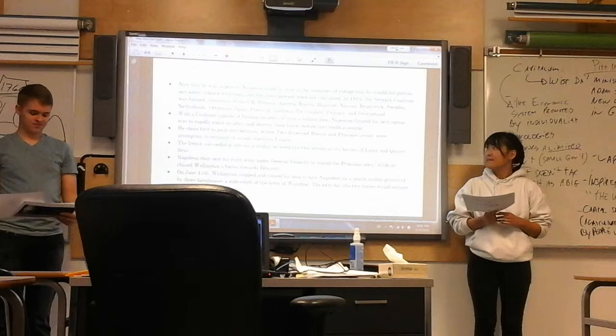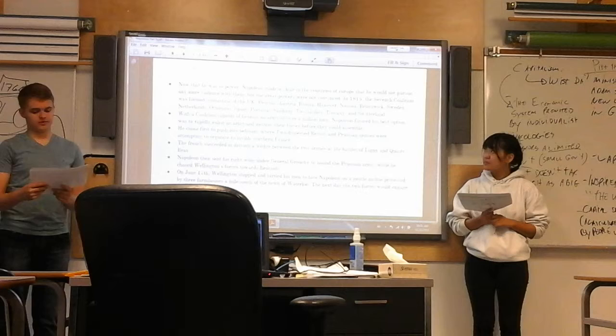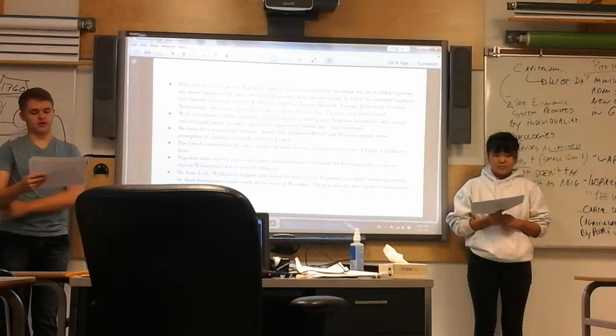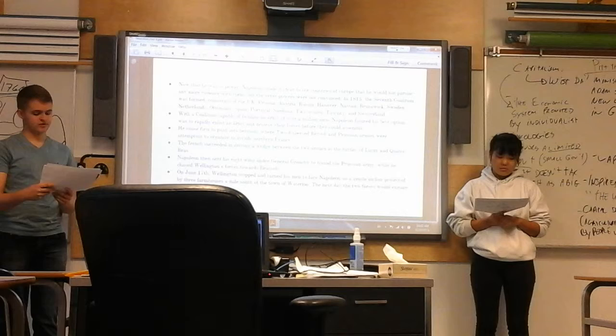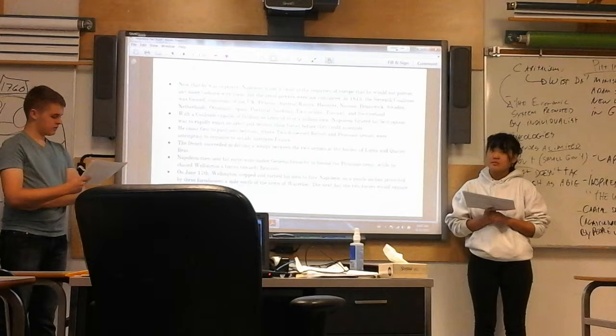So now that he was in power, Napoleon made it clear to the countries of Europe he would not pursue any more violence with them, but the great powers weren't convinced. In 1815, the Seventh Coalition was formed, consisting of the UK, Prussia, Austria, Russia, Hanover, Nassau, Brunswick, Sweden, the Netherlands, the Ottomans, Spain, Portugal, Sardinia, the Kingdom of Two Sicilies, Tuscany, and Switzerland. So essentially everyone. A coalition capable of fielding an army of over a million men.